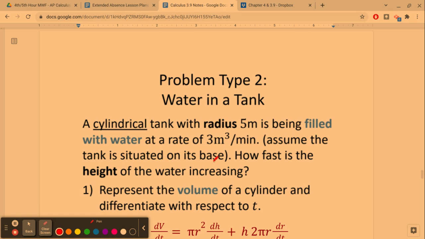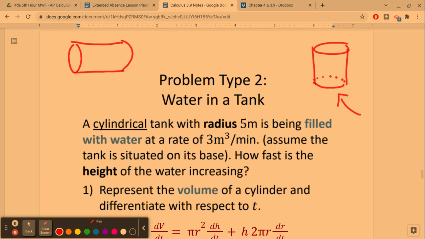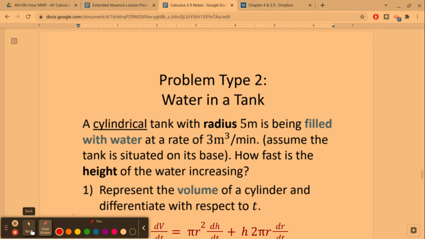Just so you know what I'm talking about here, situating it on its base would look like this. We have our cylinder. Let's draw the cylinder right here, dot, dot, dot in the background. So here's our cylinder. It's situated on its base. If it were not situated on this base, it would look a little bit like this. And that is difficult. That's really tough. We're not doing that. We're doing this guy. I'll clear the screen. Let's hop to it.